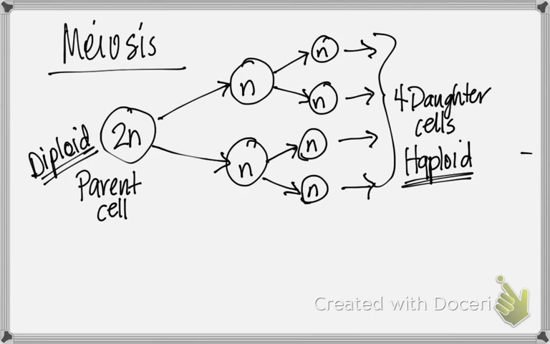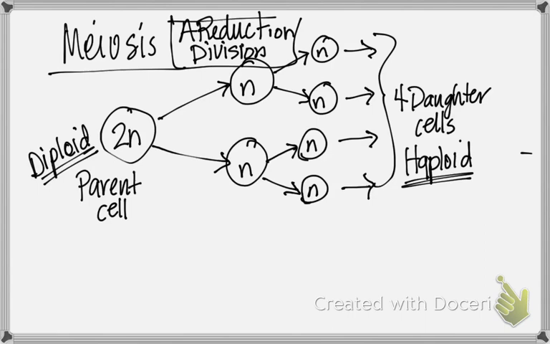So a lot of times we refer to meiosis as a reduction division. Because yes, we are dividing the cell, but at the same time, we're reducing the number of chromosomes. Mitosis conserves your number of chromosomes. Meiosis cuts your number of chromosomes in half.